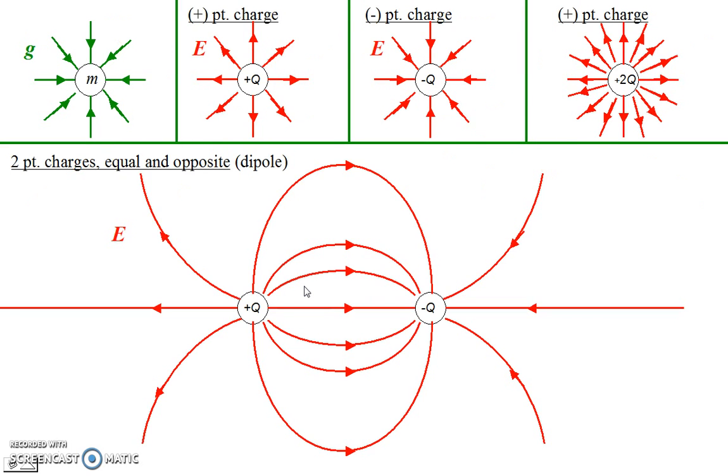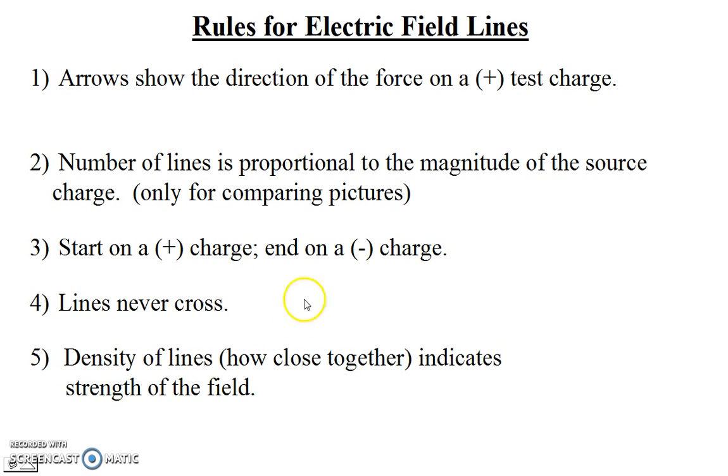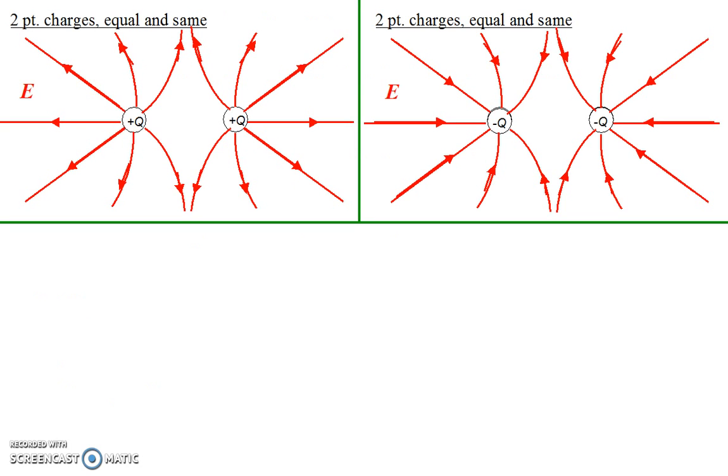Okay, let's go back to our list of rules, and we'll do our last rule here. The density of the lines, or how close together they are, indicates the strength of the field. This is a very qualitative sort of thing, saying that if the lines are drawn close together on the picture, that's a stronger field. If they're drawn farther apart, that is a weaker field. And we can see it right here in these pictures.